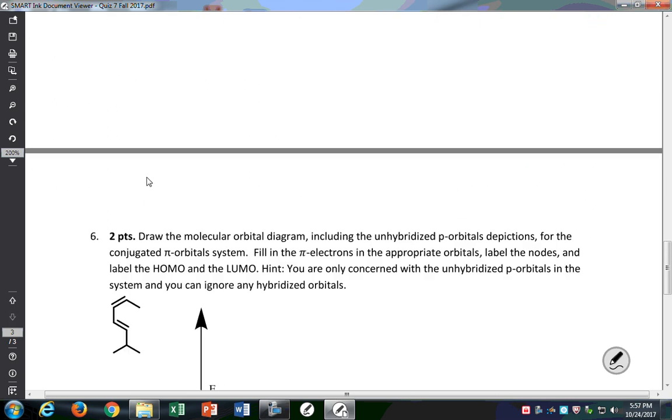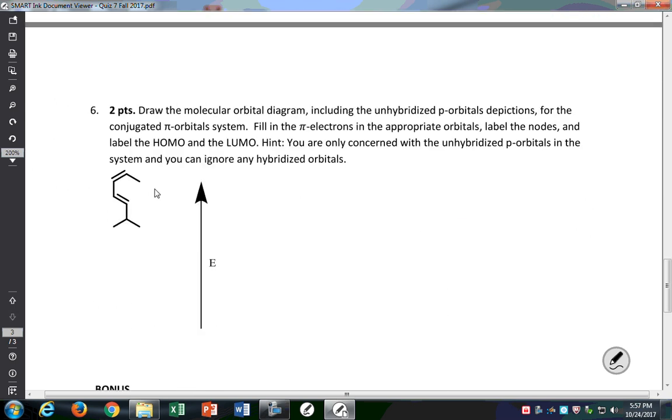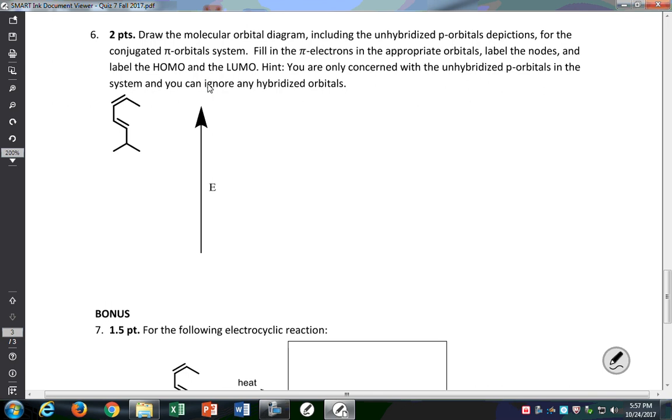Okay, the bonus ones we went over in, well, this is not a bonus. So let's draw this one. And don't worry about the R groups.